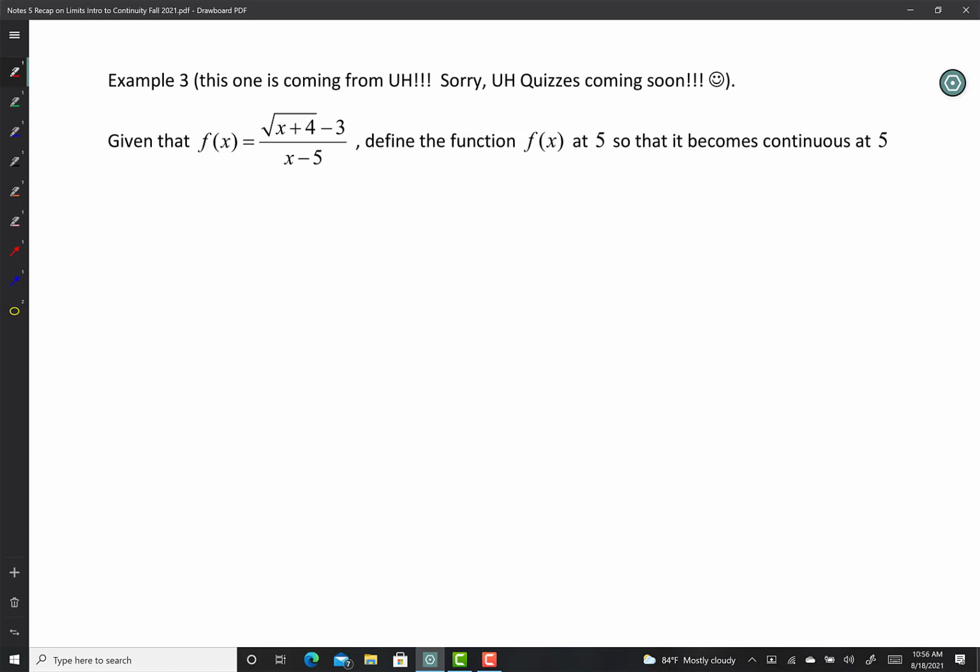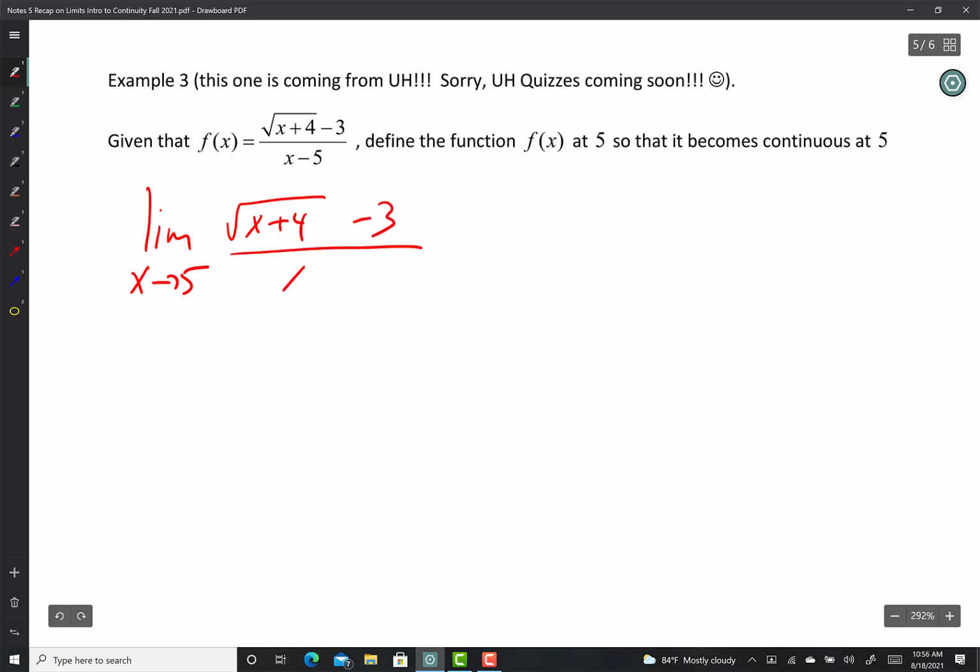So the only way we can make this continuous is if I have a removable discontinuity at 5. If I have an infinite discontinuity, you cannot make it continuous because you have a vertical asymptote. Does that make sense? So I need to make sure that this really has a hole at x equals 5 and not a vertical asymptote. So now the question is, Chavez, how do we do that? We're going to evaluate the limit as x approaches 5 of the square root of x plus 4 minus 3 over x minus 5.